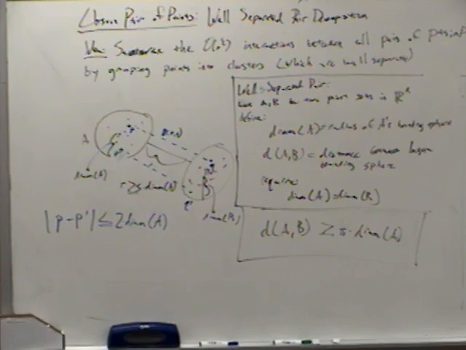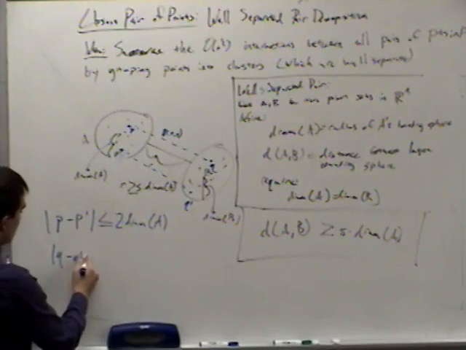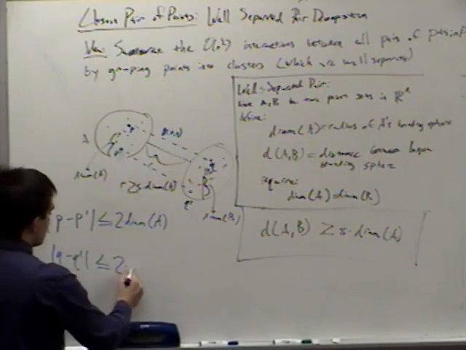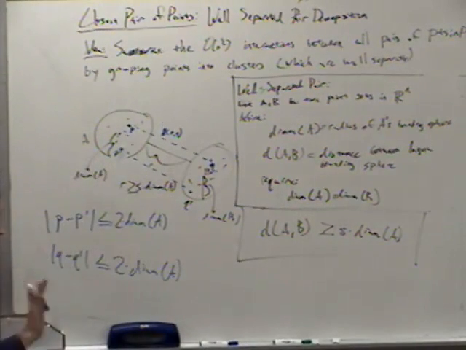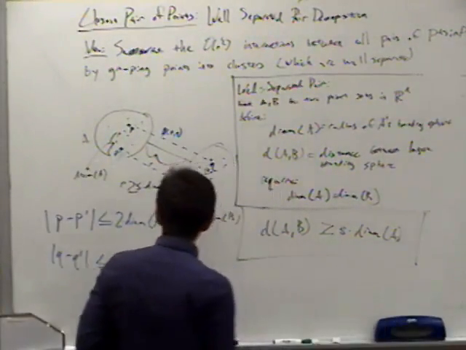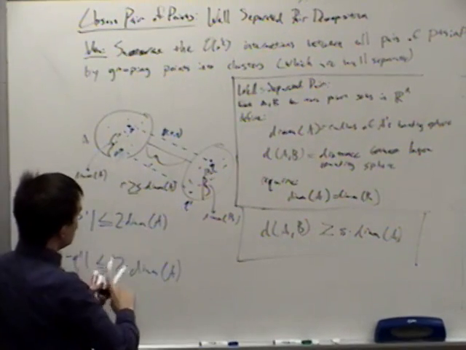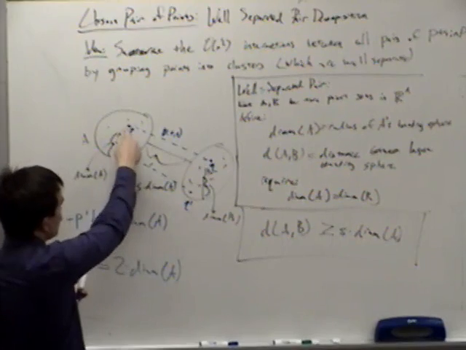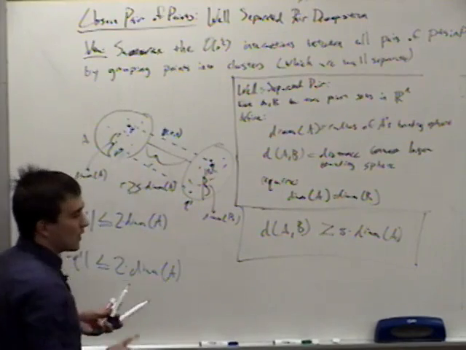And ditto for the other one. So Q minus Q prime has to be less than or equal to 2 times the diameter of A as well, because A and B we're putting to the same diameter in this case. And moreover, if I use the triangle inequality, then I know that the distance from P prime to Q prime has to be less than or equal to the distance from P prime to P plus the distance from P to Q plus the distance from Q to Q prime.